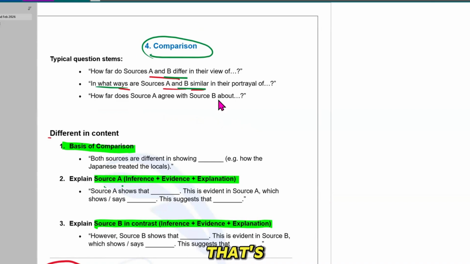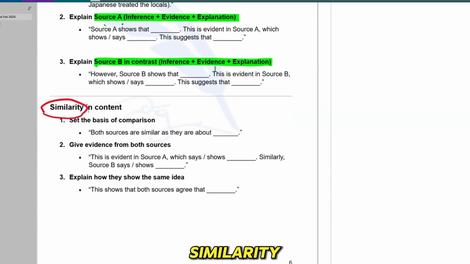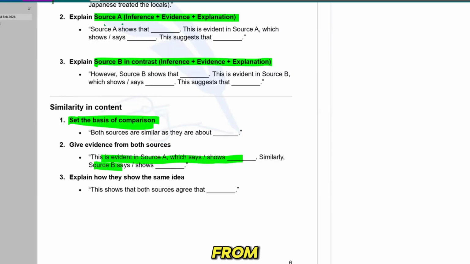Then similarity, a slightly different way of doing it. For similarity, you must give me the basis again. Basis of comparison. Look at how I give the basis. Both sources are similar as they are about something. Then very simple, just give evidence from source A, then give evidence from source B. Then explain one time. This shows that both sources agree or both sources are similar about, explain the evidence. What are they saying?